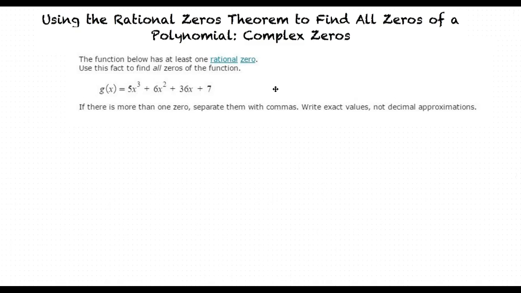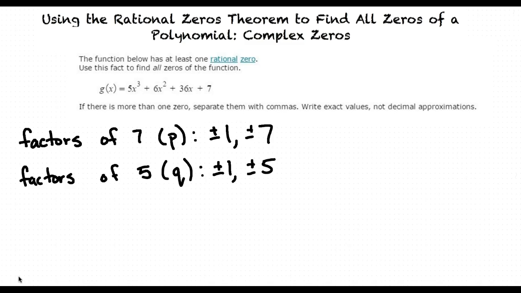The function below has at least one rational zero. Use this fact to find all zeros of the function g of x is equal to 5x cubed plus 6x squared plus 36x plus 7. Since it is given to us that the function has at least one rational zero, we can use the rational zeros theorem to find a rational zero.